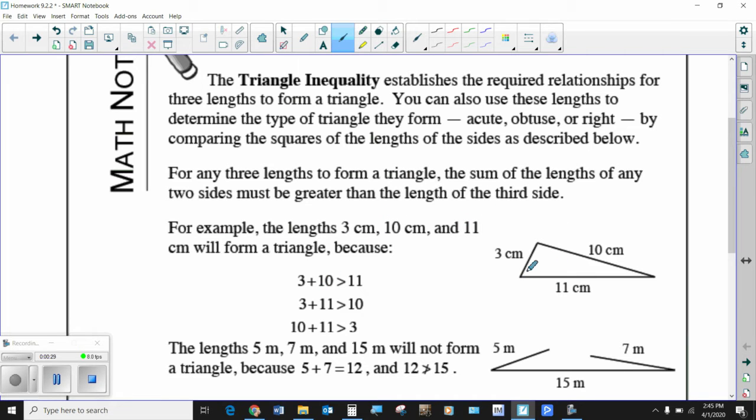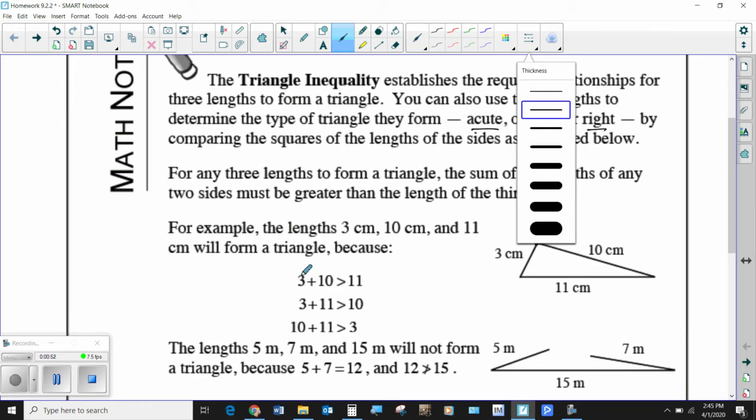If yes, that means that you'd be able to connect these points down here to the 11 centimeter segment and still have a little bit of space when these two connected at this point. So yes, these three could form a triangle. Now the question is, what type of a triangle? Is it acute? Is it obtuse? Or is it a right triangle?